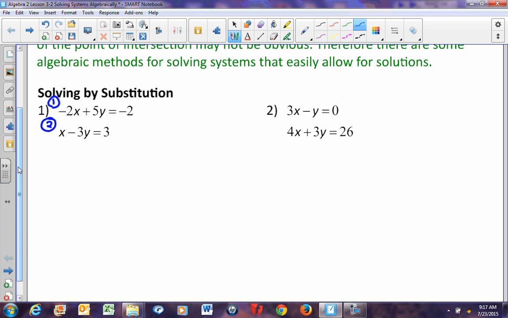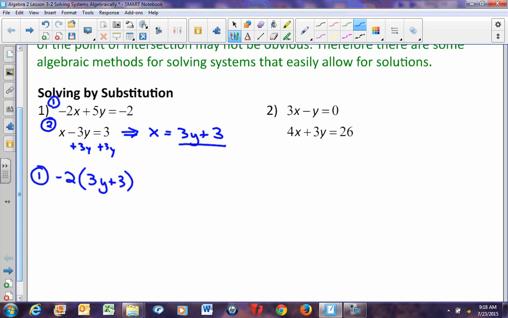So it would be really easy for me to solve this equation for x, which is what I'm going to do. I'm going to do that by adding 3y to both sides. So now I have x equals 3y plus 3. Now that I have equation number 2 solved for x, I can simply substitute in 3y plus 3 for x every time I see it in equation number 1. So in equation number 1, I have -2 times x, which I've already determined is 3y plus 3. So I'll plug in the 3y plus 3 there, plus 5y equals -2.